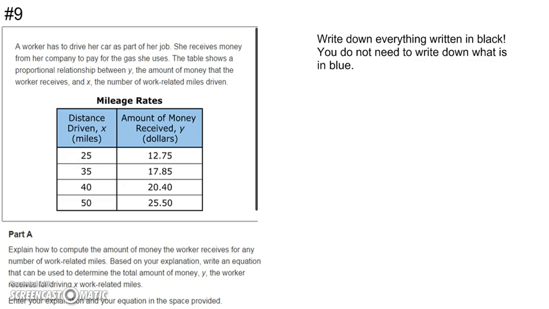A worker has to drive her car as part of her job. She receives money from her company to pay for the gas she uses. The table shows a proportional relationship between y, the amount of money that the worker receives, and x, the number of work-related miles driven. So we have our mileage rates, we have a distance driven, and then an amount of money received, y in dollars.